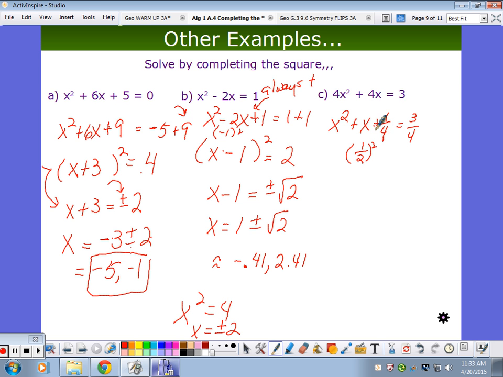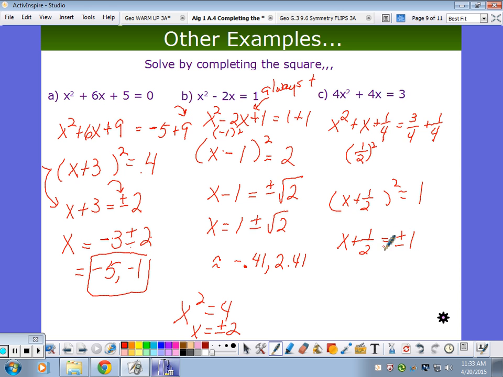1/4. If you add 1/4 here, don't I have to add 1/4 here? Right? So now I write this as a square. X squared, this number, equals what? 3/4 plus 1/4. The whole 1, right? 3/4 plus 1/4. Then what? You get the square root. So the plus or minus square root.